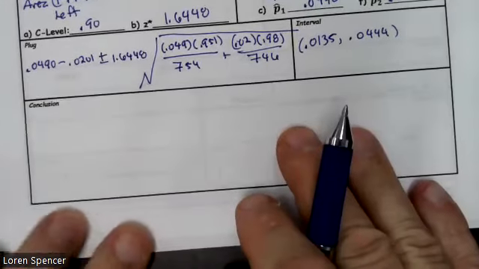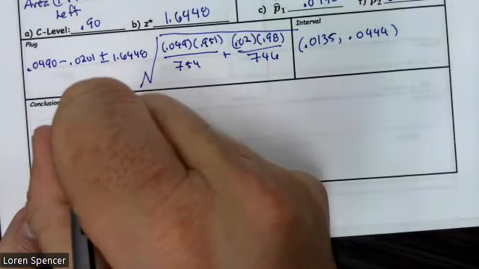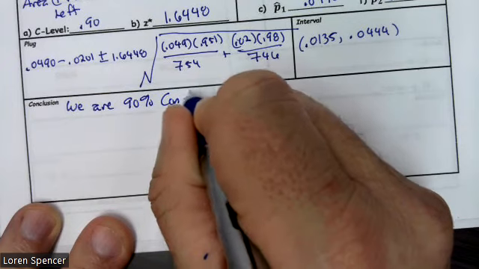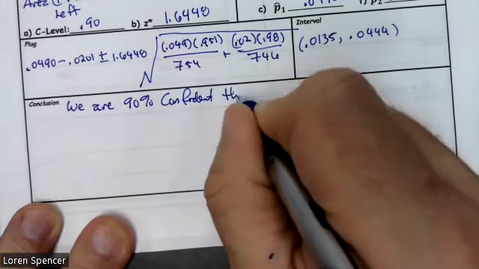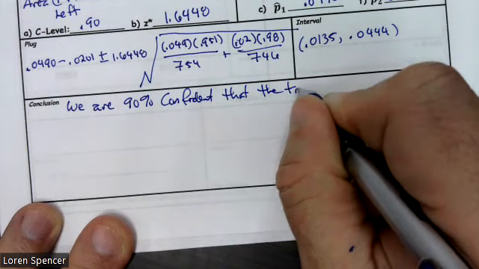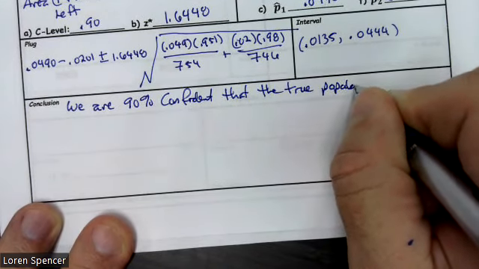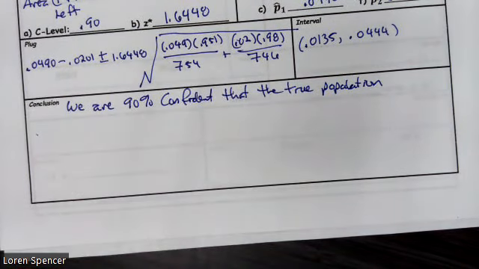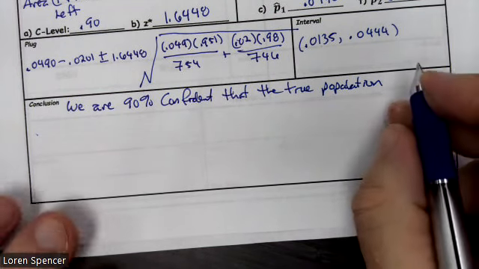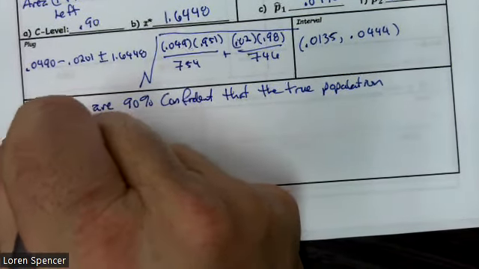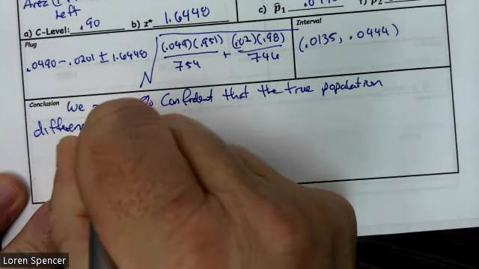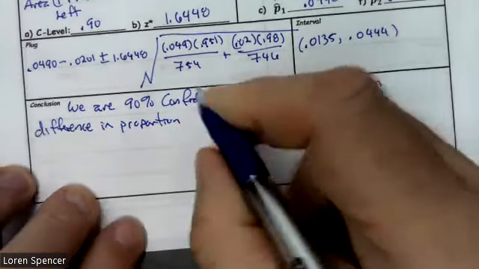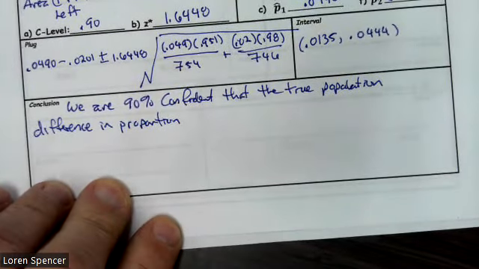So here we go with our conclusion. We are 90% confident that the true population proportion, or true population difference in proportion. Hold on for just a moment. I need to pause for just a second.